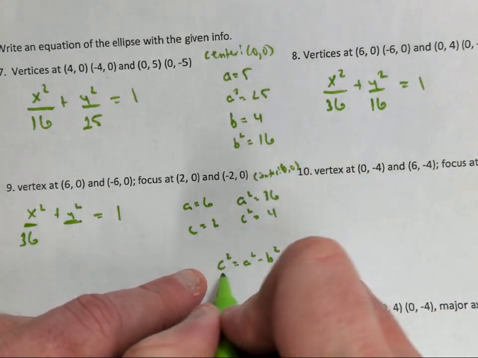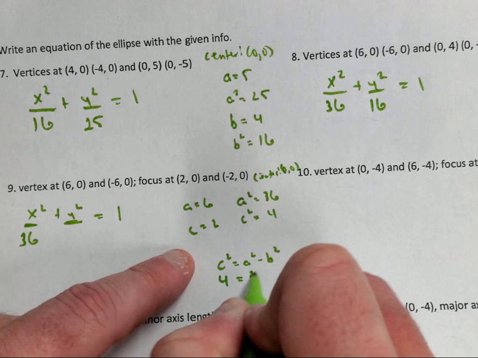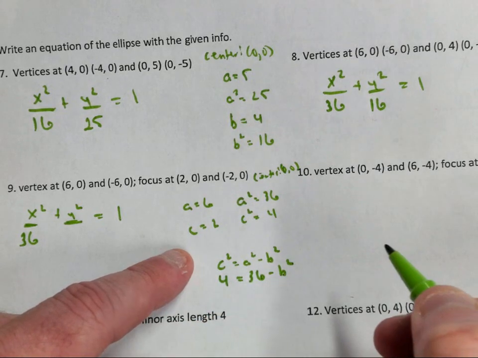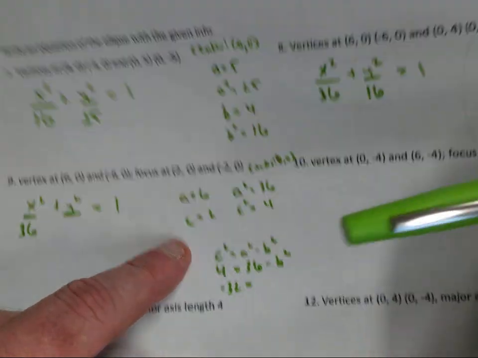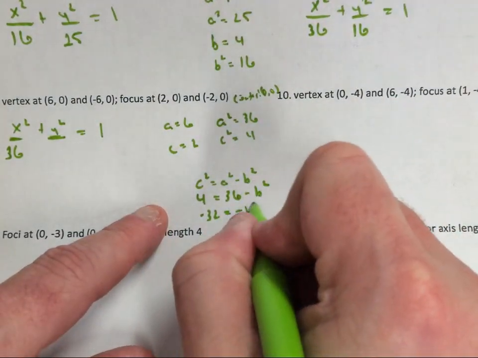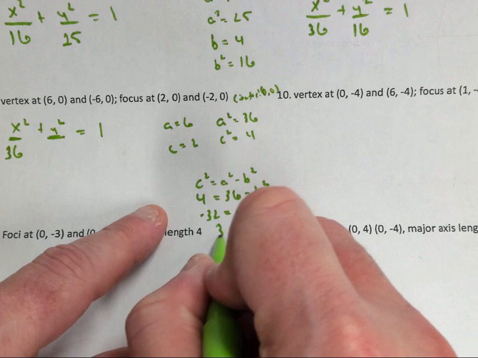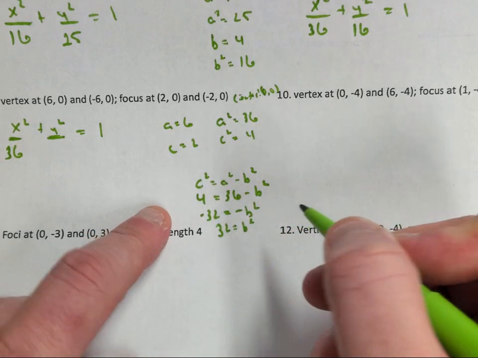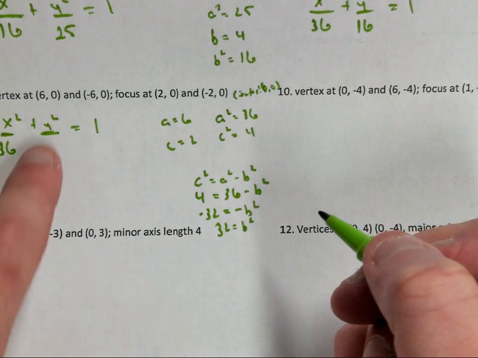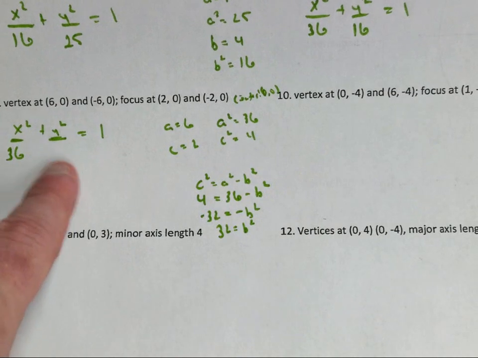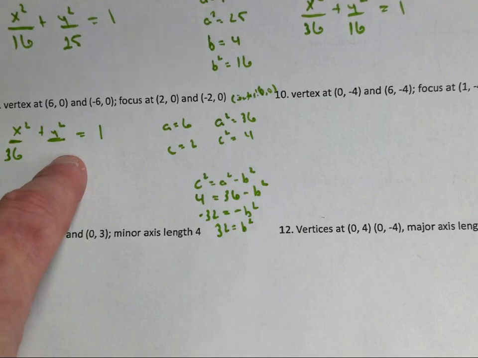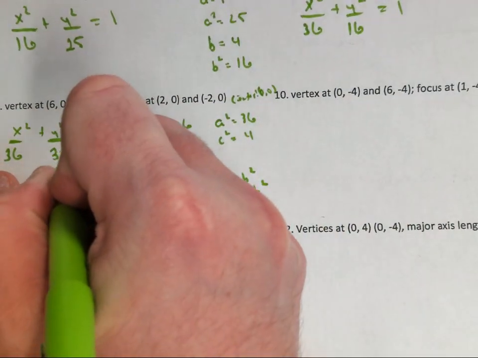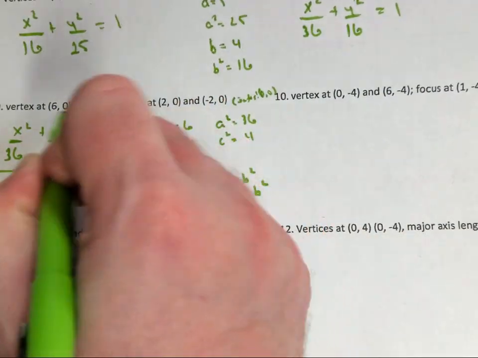Now I'm going to plug this into this equation. 4 equals 36 minus B squared. Move that 36 over, it gets negative 32 equals negative B squared. Divide both sides by negative 1. I get 32 equals B squared. Now, I don't take the square root of this because under here I want B squared, don't I? This is A squared, this is B squared, so I just put a 32 under, and that's my equation, so that it is.